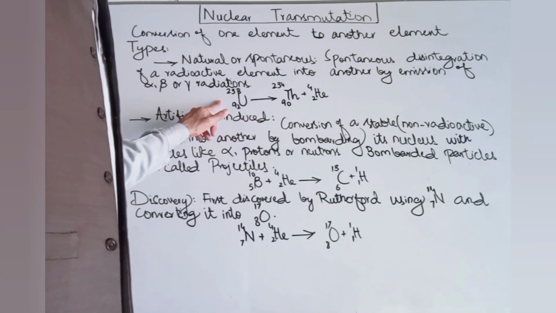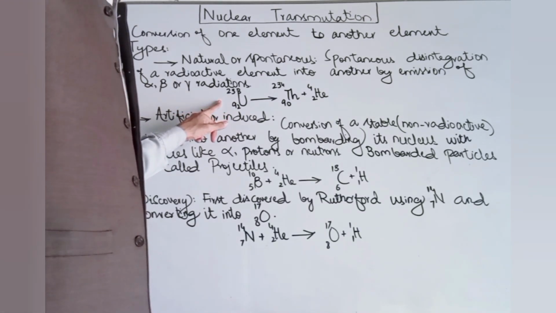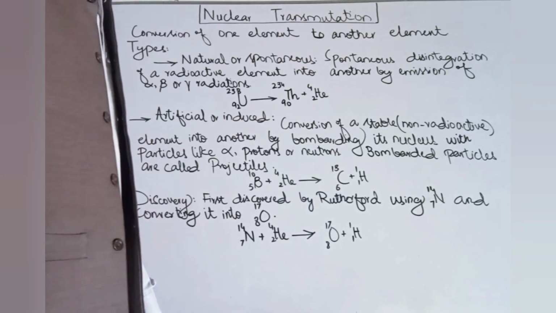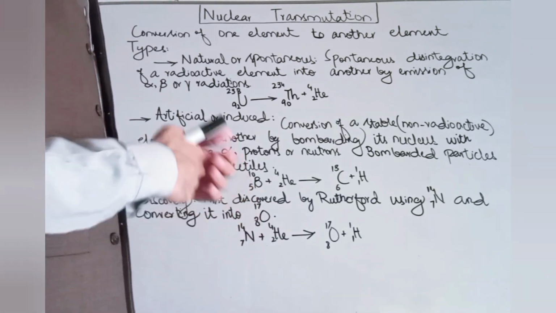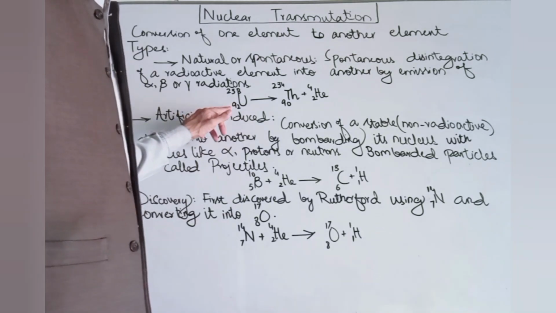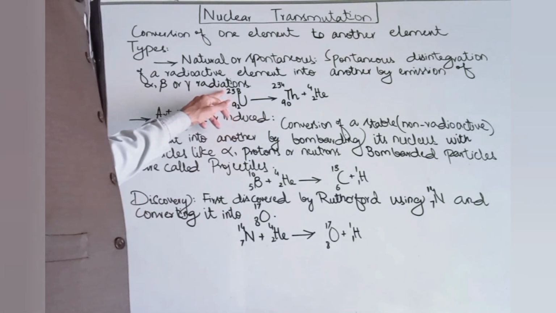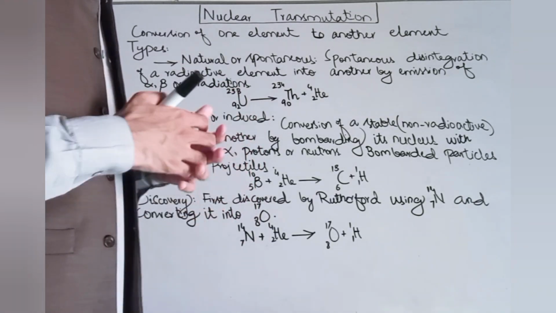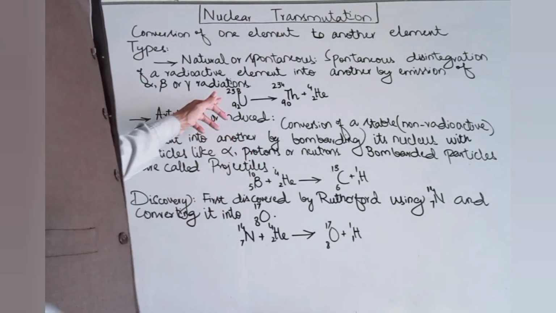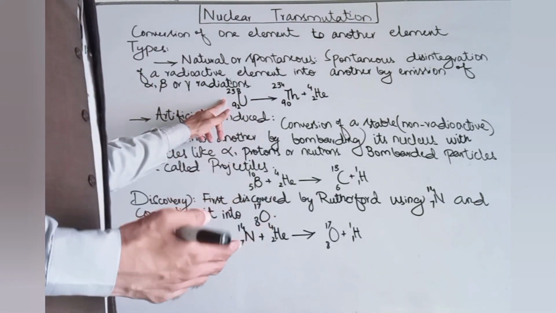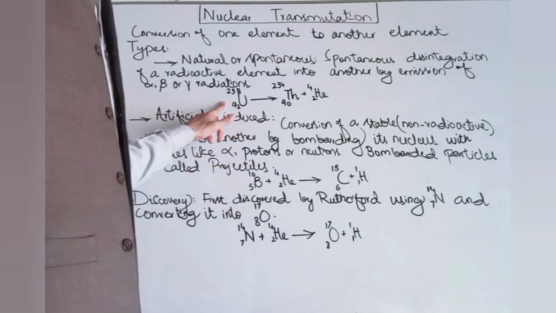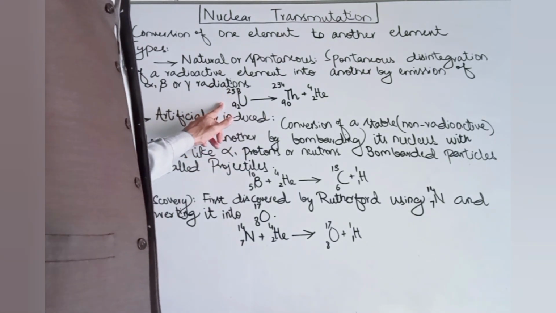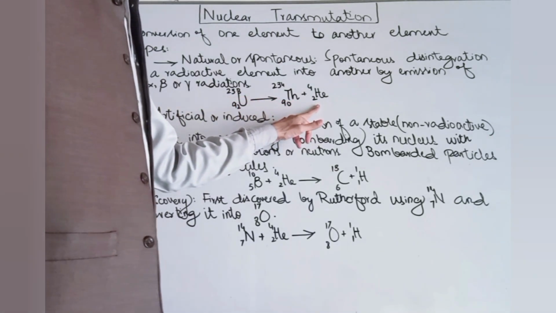One of the best examples of natural or spontaneous transmutation is the disintegration of uranium isotopes. Basically, uranium is a heavy element, having atomic number 92 and atomic mass 238. So it has low binding energy. In order to increase the binding energy and get stability, it undergoes spontaneous disintegration by the release of alpha particles.